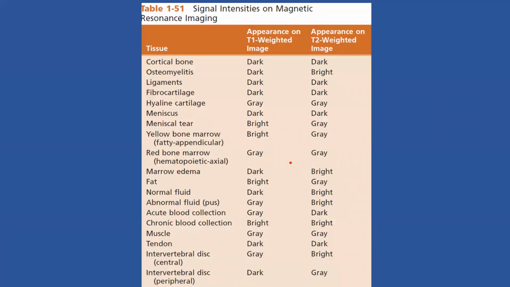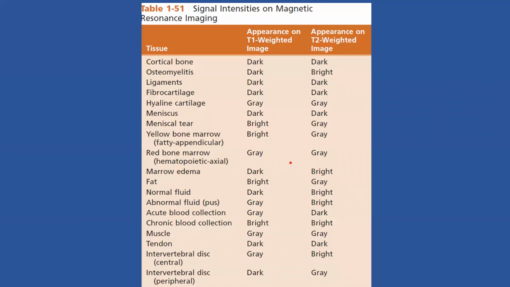We all know that on T1, cortical bone is dark. Osteomyelitis is dark. We know that there's a lot of edema and swelling and fluid. It is dark in T1. Ligaments are dark. Fibrocartilage is dark. Hyaline cartilage is gray, and it's gray in T2 weighted images. The meniscus is dark. You have to know these because this is the way you can identify the substance or the tissue or whatever you're looking for on the screen.